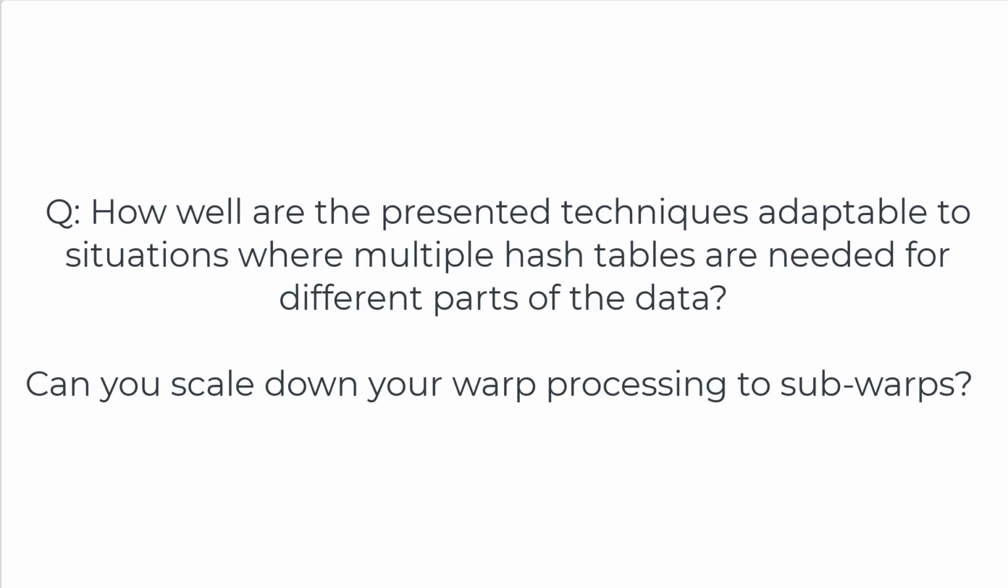Tobias. Yes, thanks for the really interesting talk. I wanted to ask how well these kinds of techniques would be transferable to the setting where you have multiple hash tables for different parts of your data that you need to update. Some of them maybe even residing in shared memory, like in local fast memory. So how well do these techniques rely on having a global memory architecture? And can you also scale down your warp processing, for example, to subwarps or smaller units?